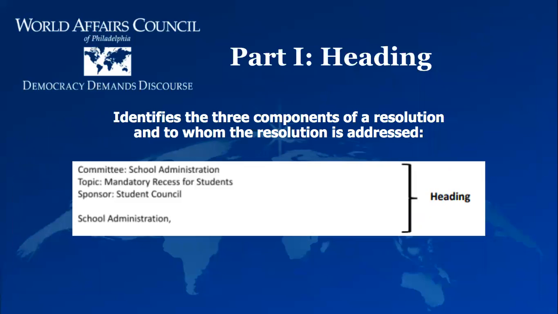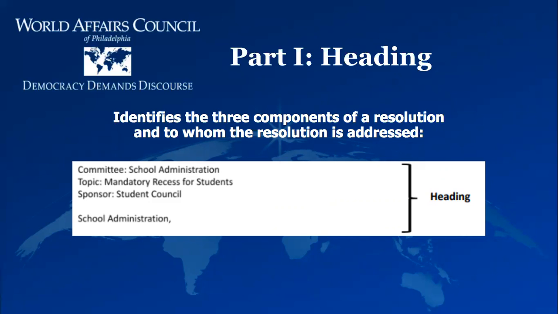Let's start with the heading. The heading is crucial to identifying who is writing the resolution, who the resolution is being written to, and the topic of the resolution. Every resolution has to have a heading because the United Nations often has to sift through hundreds or thousands of resolutions at a time, and it's very important for them to know who's writing the resolution, who it is being written to, and the topic of that resolution.